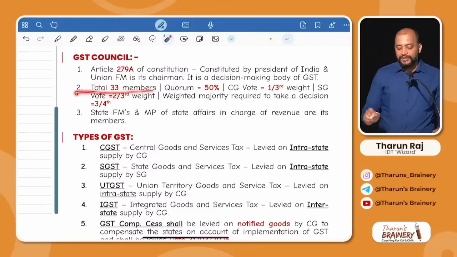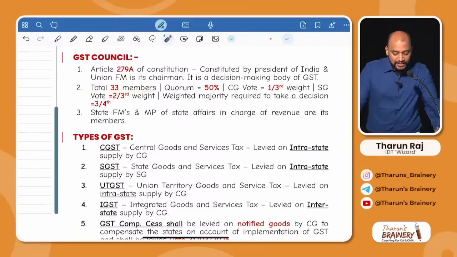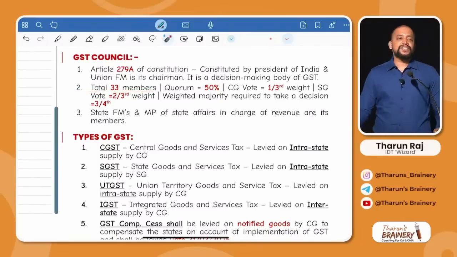And total how many members will be there? 33 members. What is the quorum? Quorum is 50%. Quorum means what? Minimum number that should be present in order to call the meeting a valid meeting. That is called quorum. And what is the quorum? 50% is the quorum, which means out of 33, 50% is what? 16.5. That is 17 members should be present, then only it will be called a valid meeting.